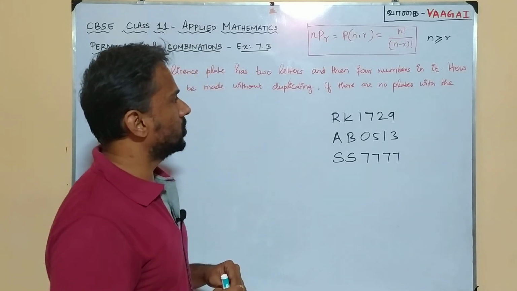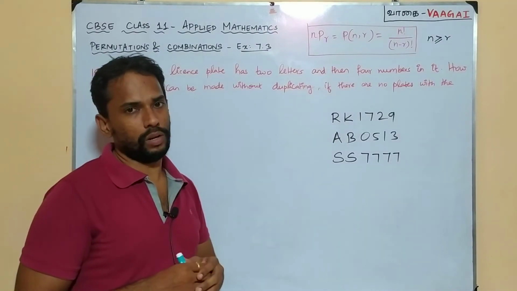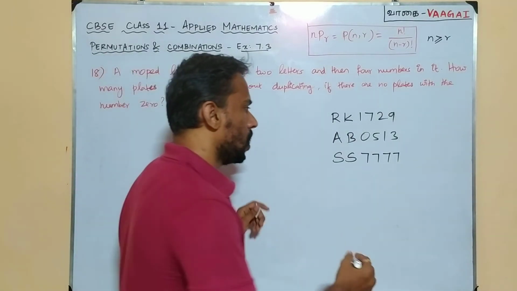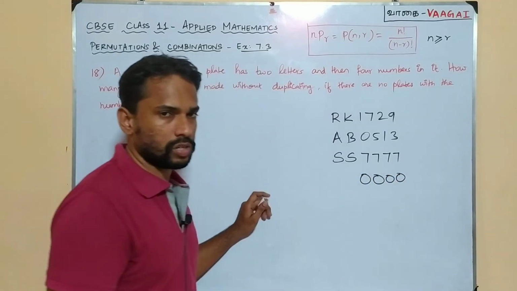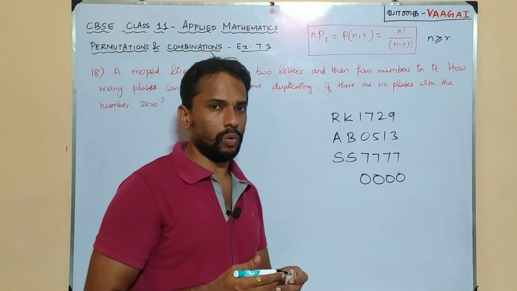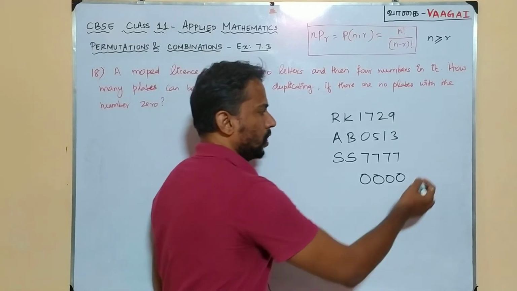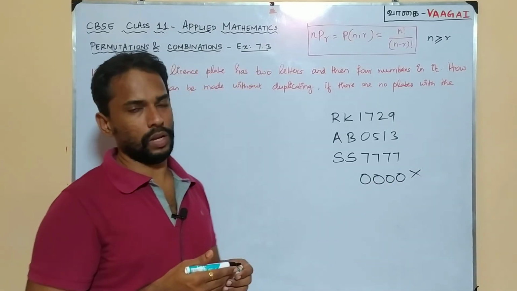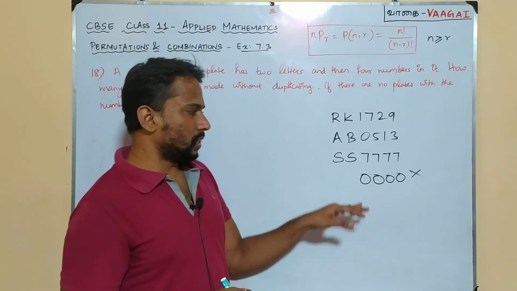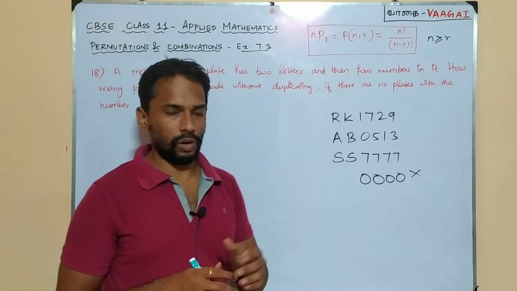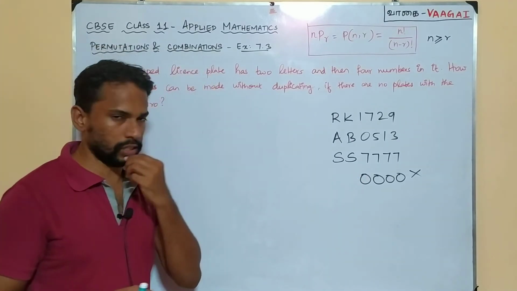But the only condition is that there are no plates with the number 0. What do you mean by that 0? 0 means all 4 digits are 0. Only then your number will be 0. So all 4 digits are 0, and that only represents the number 0. That means this is not allowed. You cannot have this as a possible license plate number, but except for this, all the other things are available. We can take that for granted. This is what they are coming to say in this question.